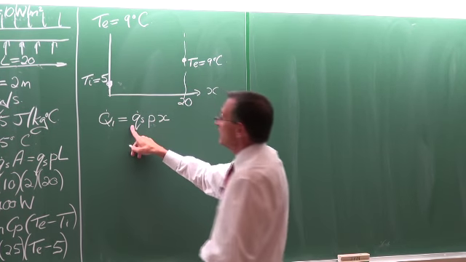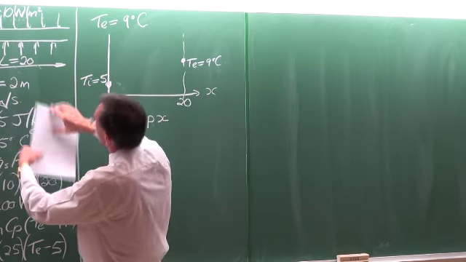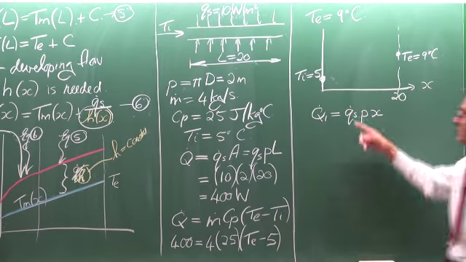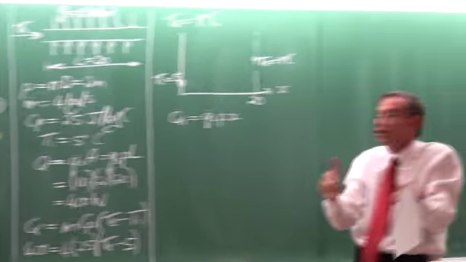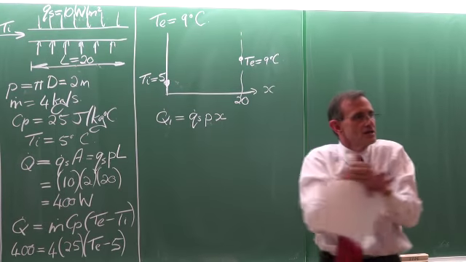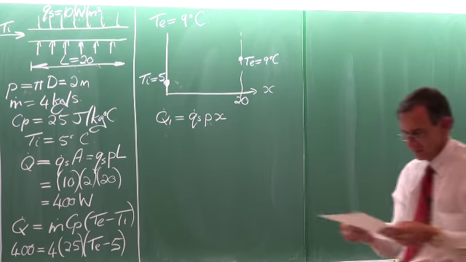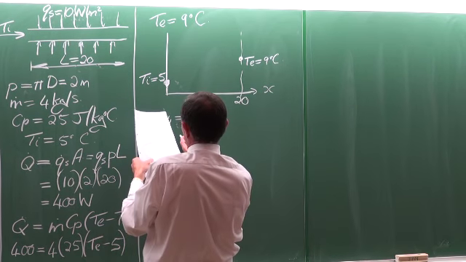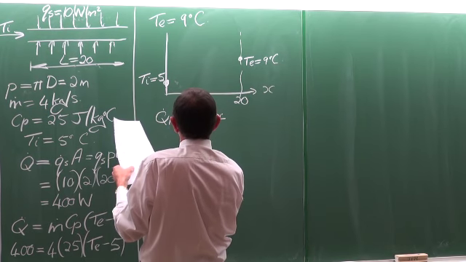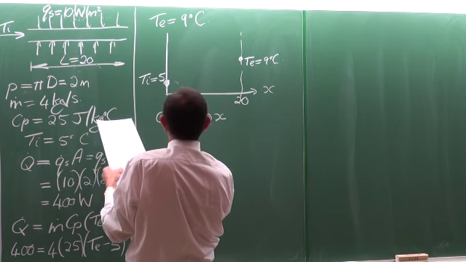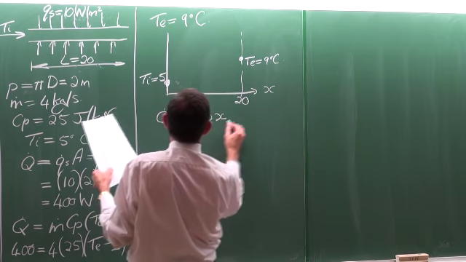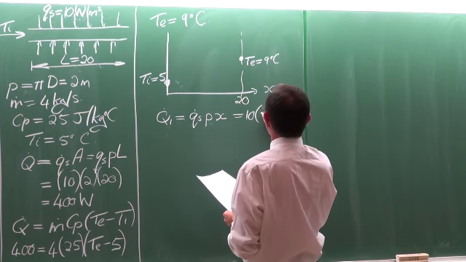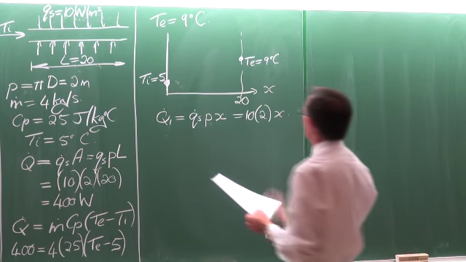Okay, so the heat transfer rate for the first meter would be equal to the heat flux, which is still a constant, multiplied by the surface area over 1 meter. So we can say that is equal to the heat flux, which is 10, multiplied by the perimeter, which is 2, multiplied by x.